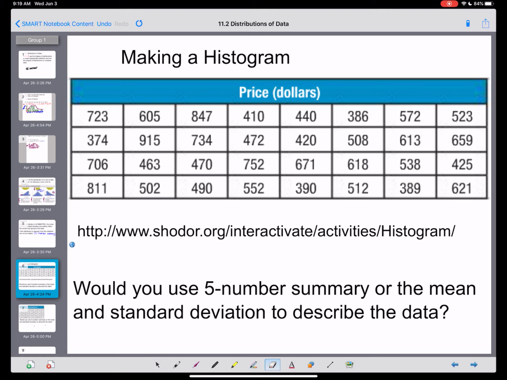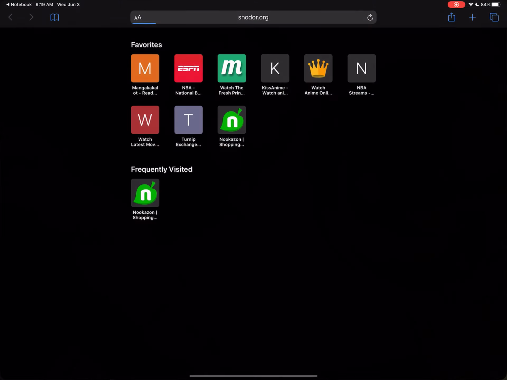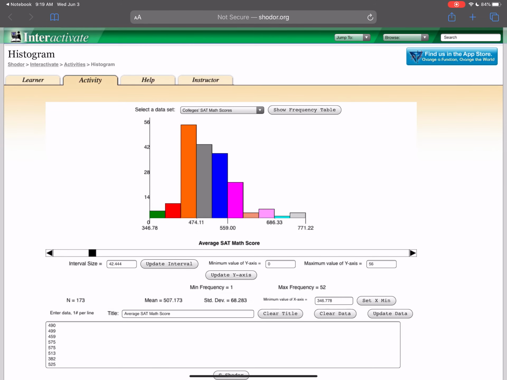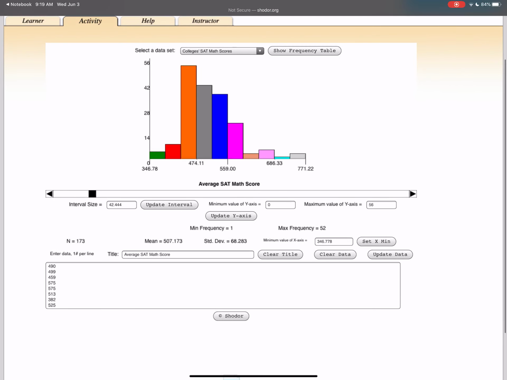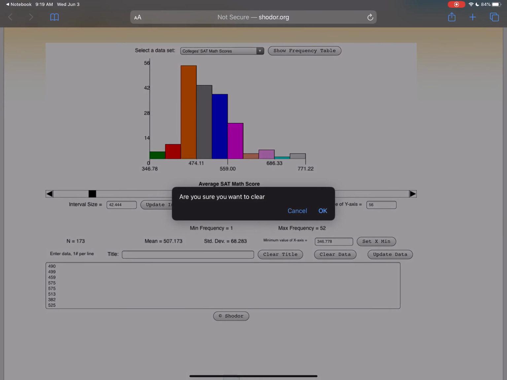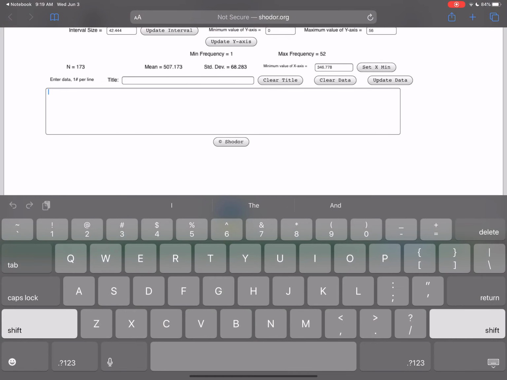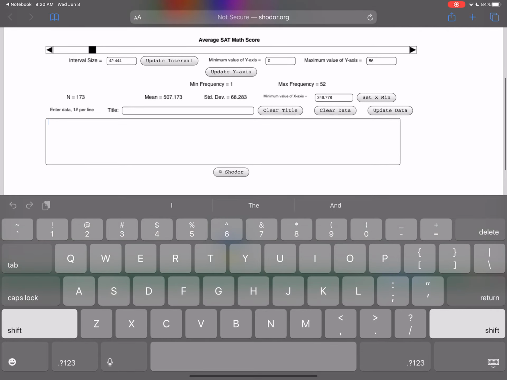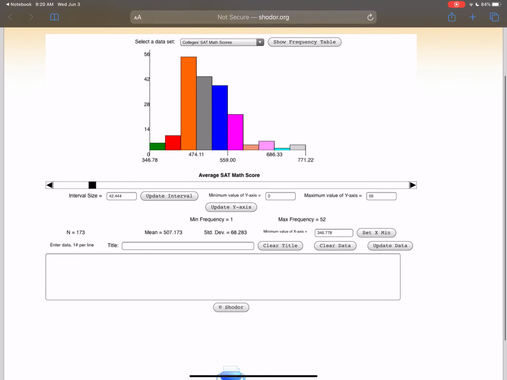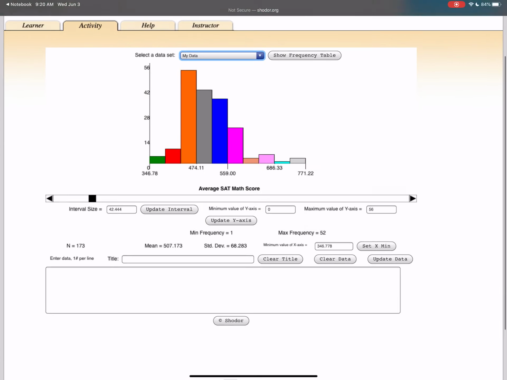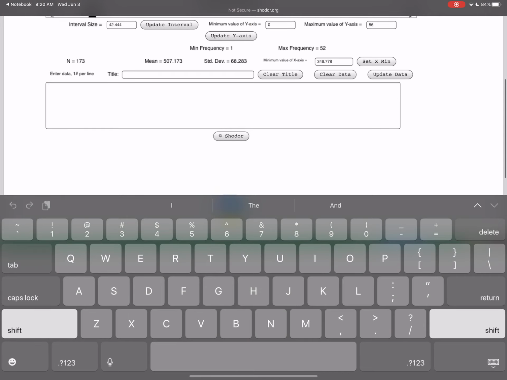Let me erase all this. I'm not going to do it by hand. I'm going to use this site, and like I said, it's going to be linked up for you. Now, the site might have some table there, so I'm just going to clear all my data and table. From here, I go to my data, and then I'm just going to type in my numbers.